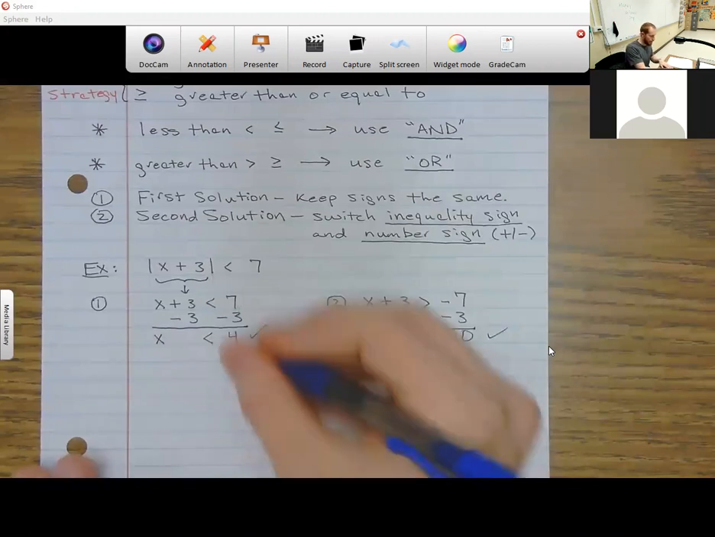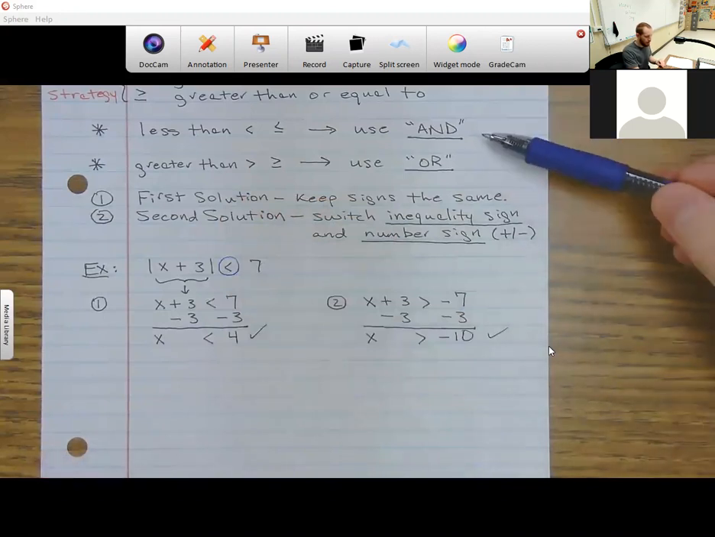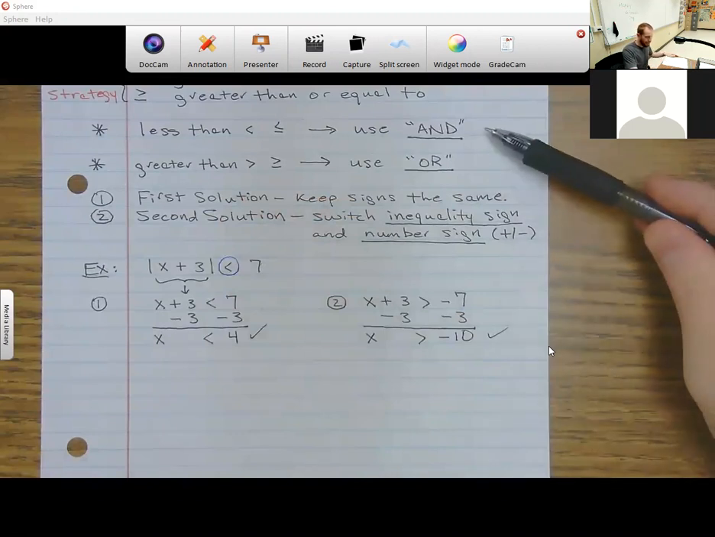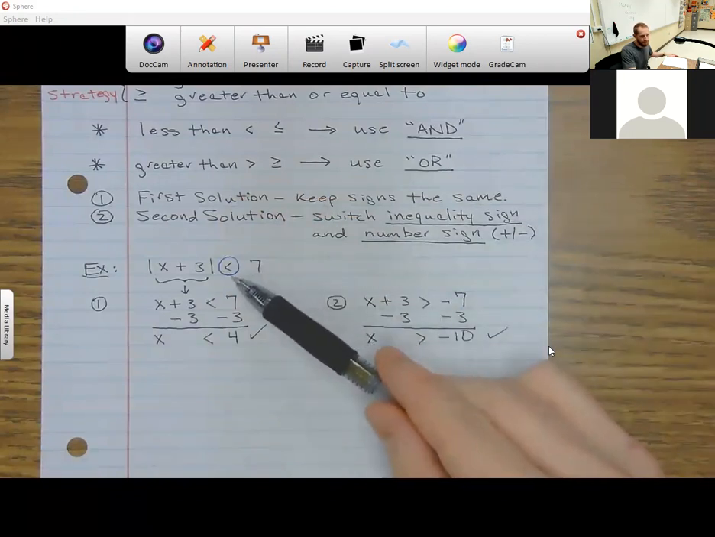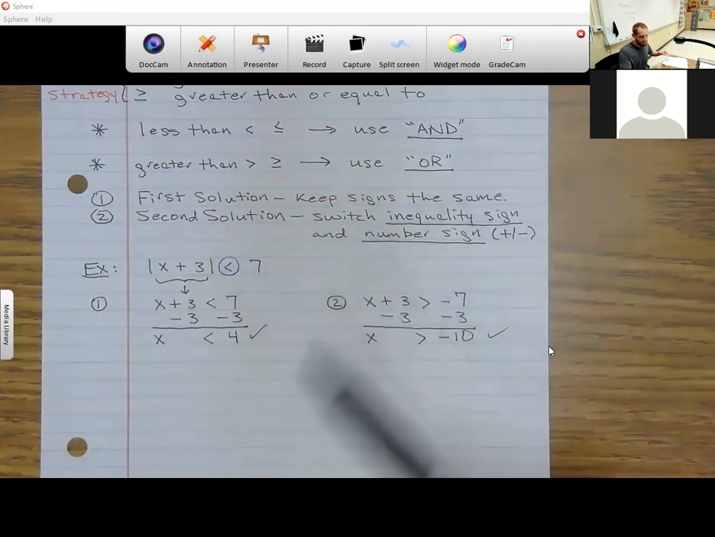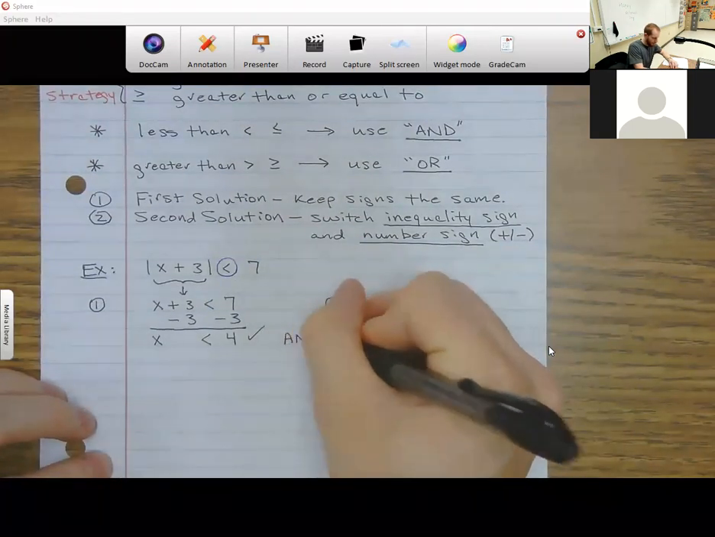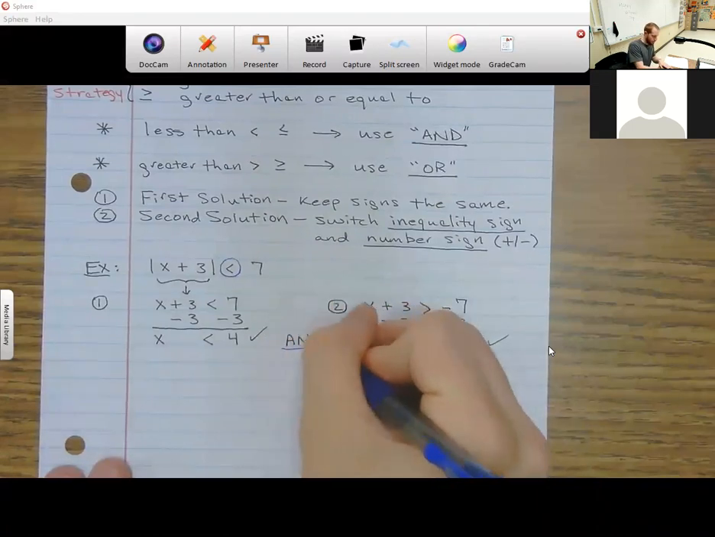We started off with a less than symbol, right? So what word are we going to use? Are we going to use the "and" or are we going to use the "or"? Which one do you think we're going to use since we started off with a less than symbol? Well, since it's a less than, we're going to use the "and", right? So I'm going to use "and". The "and" comes down. And I'll underline that so you can see it.